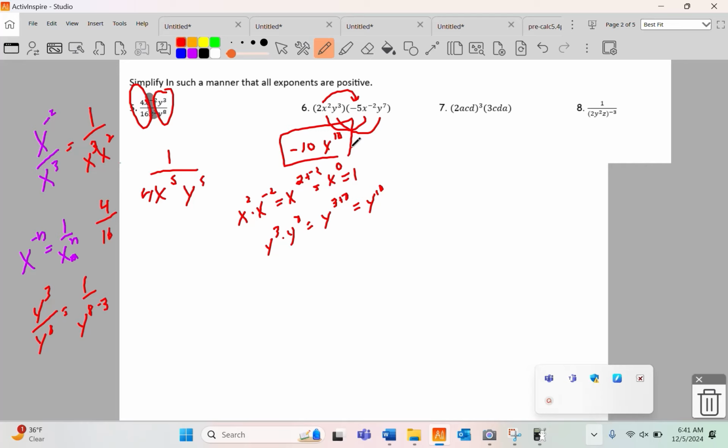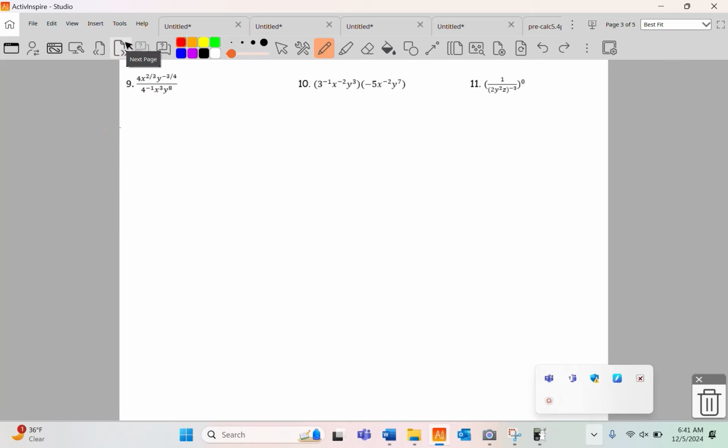I'll leave, probably should have done 8, but I'm going to leave it for you. Just make sure you distribute that exponent, even to the 2. 11 is like super easy. Focus on that exponent.